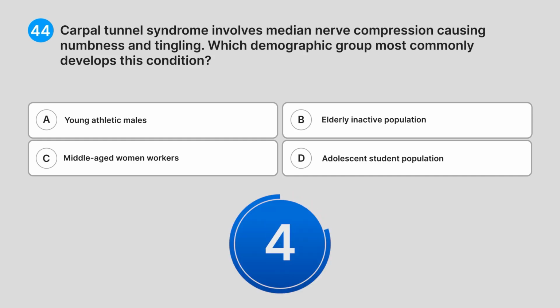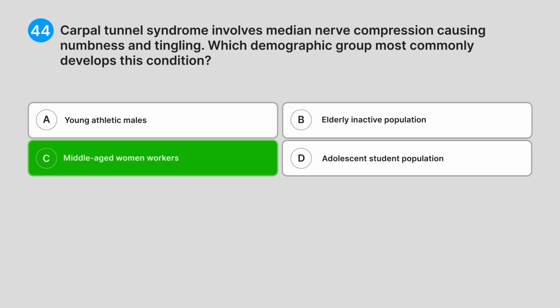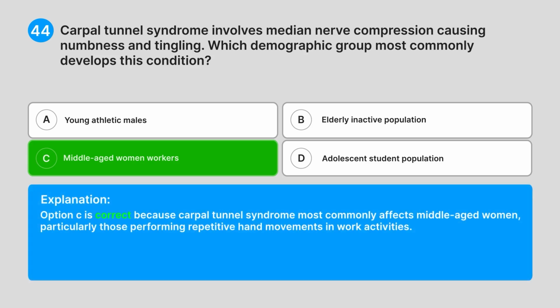Do you know the answer? Correct answer, C. Middle-aged women workers. Explanation: Option C is correct because carpal tunnel syndrome most commonly affects middle-aged women, particularly those performing repetitive hand movements in work activities.